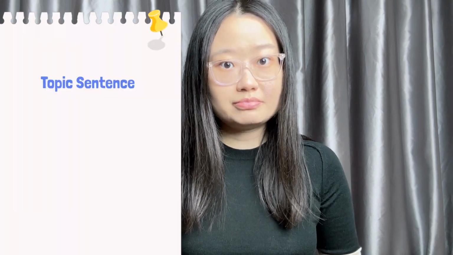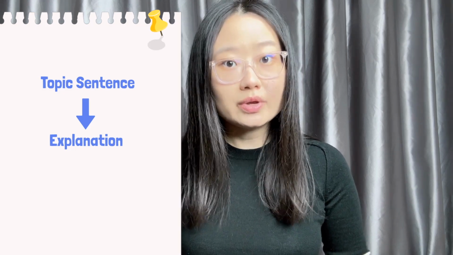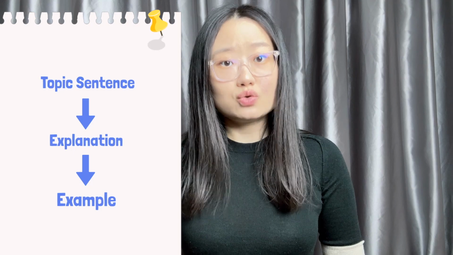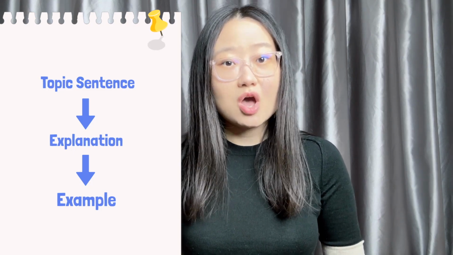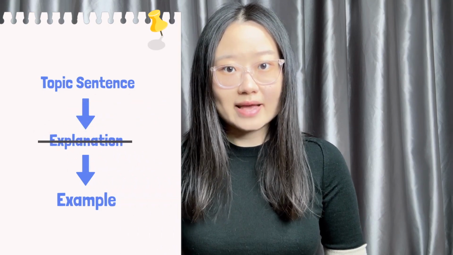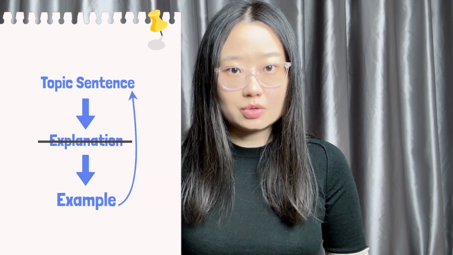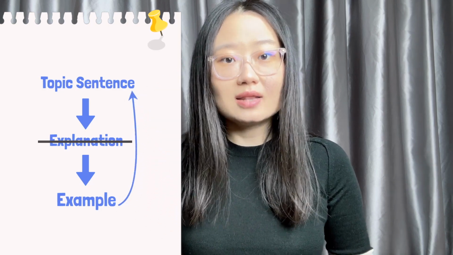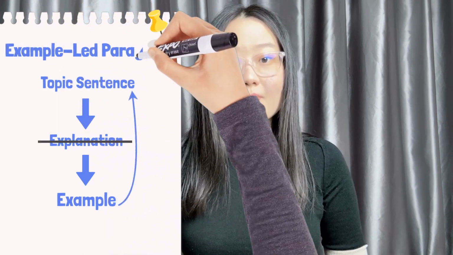Alright, so far the format we've used is to start with a topic sentence, then provide explanations, and then support what we've already written with an example. But do you find that sometimes it's so hard to explain your topic sentence? Don't worry, the explanation part is actually not 100% necessary. You can directly use an example to support your topic sentence. I learned this technique from Simon. He calls it an example-led paragraph.